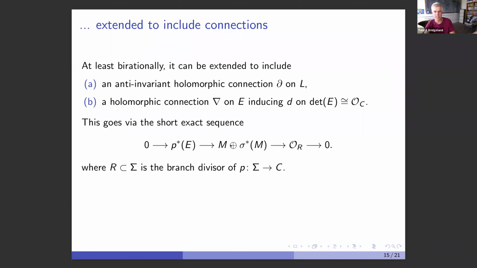You basically just use this as a gauge transformation. It's not quite invertible, but it's invertible if you allow yourself coefficients with poles along the divisor. So you get a meromorphic connection on this bundle, and then you just take the component along M, and that gives you a meromorphic connection on the line bundle M with poles of a particular kind along the branch divisor.